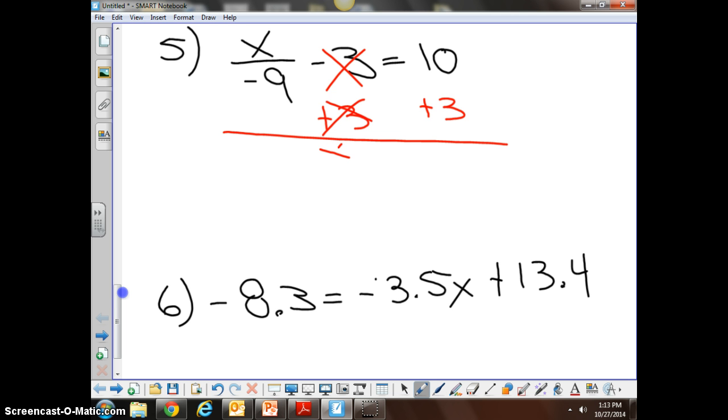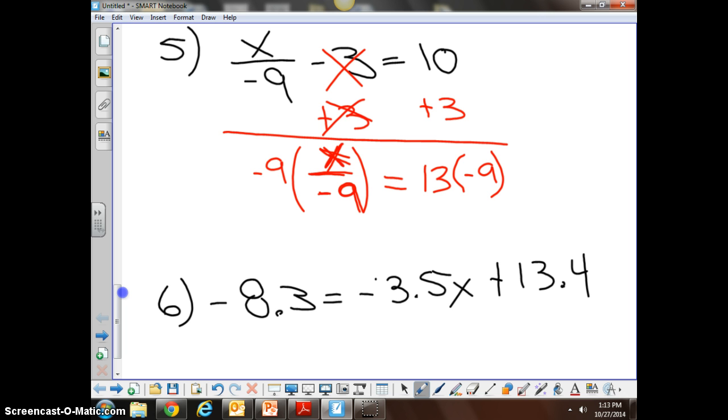We're left with x over negative 9. And Matthew, what does the right side of our equation say? 13. Next step is to do what, Justin? Multiply by negative 9. We've got x divided by negative 9. So to get rid of division, we multiply. So we're going to multiply this whole thing by negative 9. What we do to the left side, we do to the right side. Justin, can you clean up the left side for me, please?